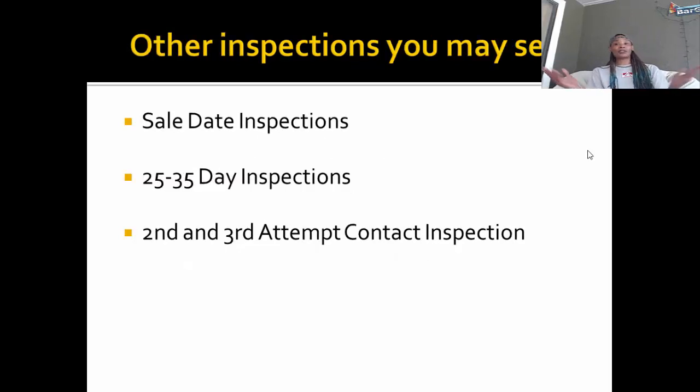So here are some other inspections that you may see, and a lot of times these are rush inspections with specified due dates. Let's talk about some of these: sale date inspections, 25 and 35-day inspections, second and third attempt contact inspections. All of these have different reasons, so we're going to talk about what these are, when their due dates are, and how you complete them. And these are pretty much simple as well.